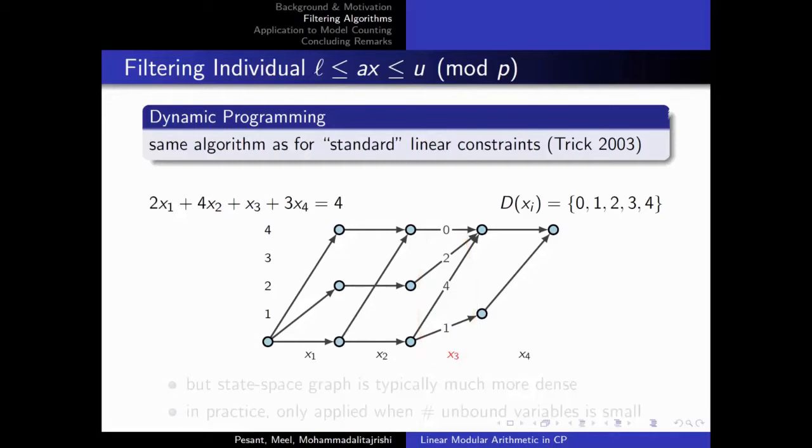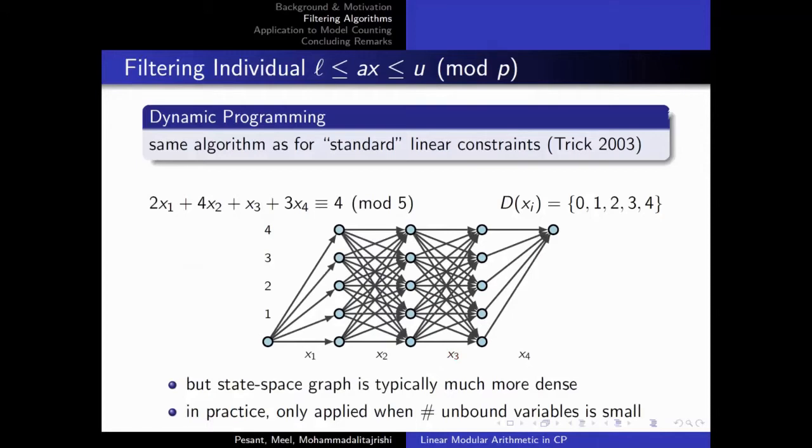Fine. What happens in modular arithmetic? Well, for that same constraint, but let's take it modulo 5, your state space graph now looks like this. Much more dense. There's nothing we can filter, everything's supported. And that's typical here, your graph will be much more dense. It may get a bit easier if the domains have holes, but still, in practice, as was remarked by Gomes et al., and we observed the same thing, you only want to apply it when the number of unbound variables is fairly small. Otherwise, you're working hard for nothing.